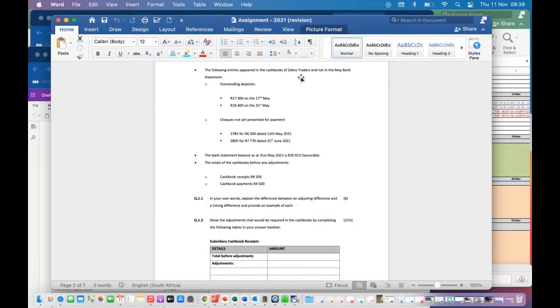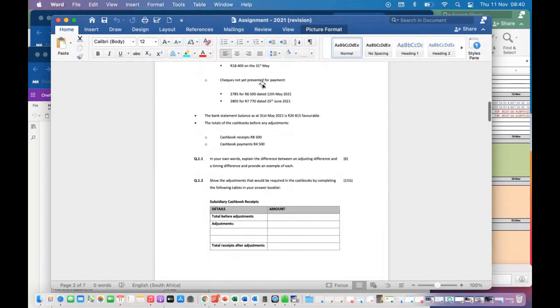Now, it says the following appears in the cash book of Zebra Traders and not in the May bank statement. So outstanding deposits. In other words, money that we've received, but the bank has not yet recorded in their bank statement. 17,300 on 17 May, and 18,400 on 31 May. Where does this need to be recorded? If the bank has not recorded these things, where does it need to be recorded? In the bank reconciliation statement, the BR, yes. Any error or omission that the bank has made gets rectified in the bank reconciliation statement.